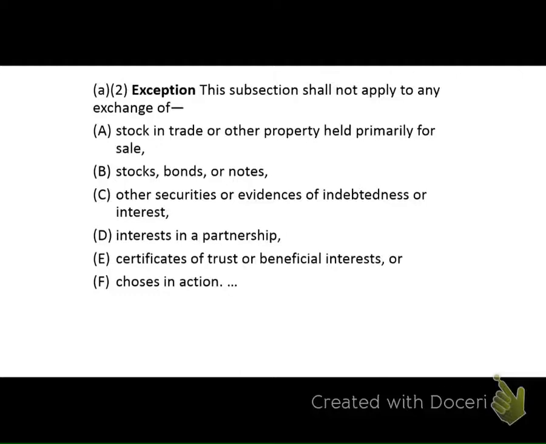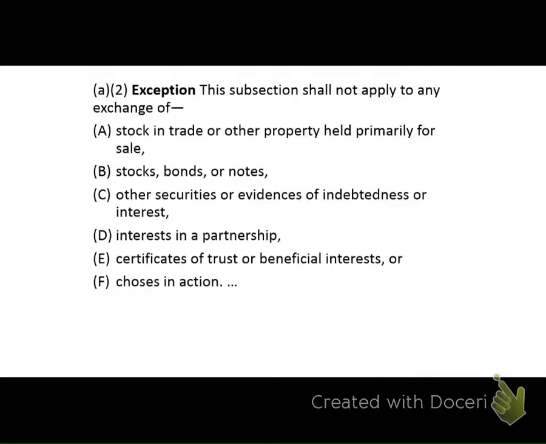(B) stocks, bonds, and notes. So we know that stocks are never like-kind property. Other securities or evidence of indebtedness or interest, partnership interests, certificates of trust or beneficial interest, or choses in action. So we have a couple of things that all came up because there were cases related to these elements and they were added into the code. So we know that if we're looking at stock, we're never looking at like-kind property.